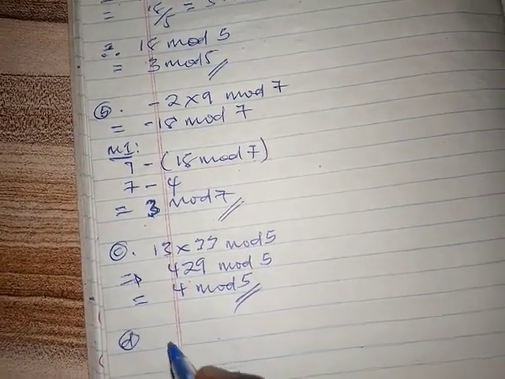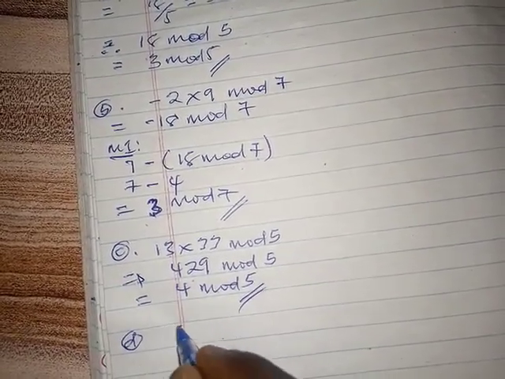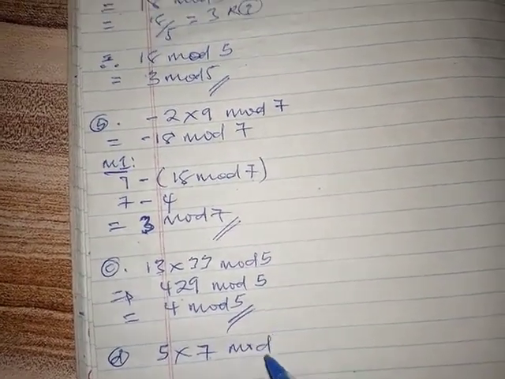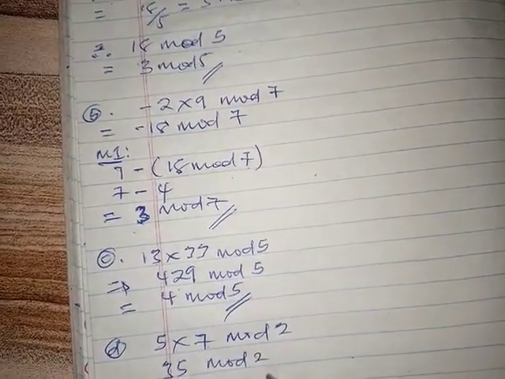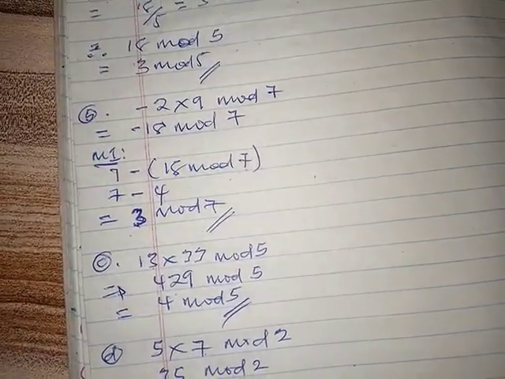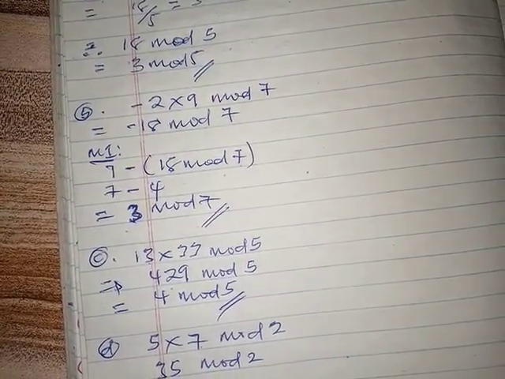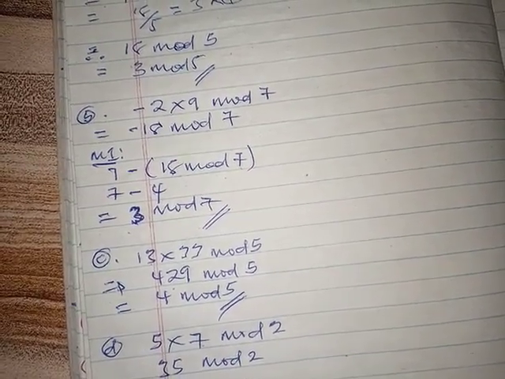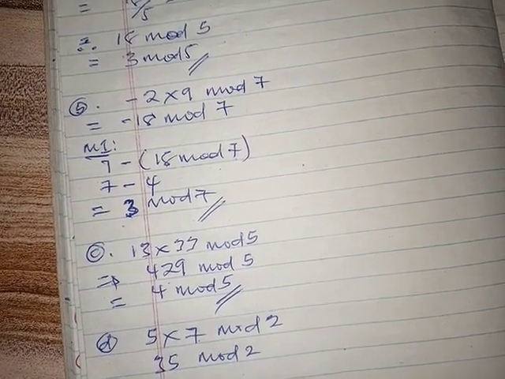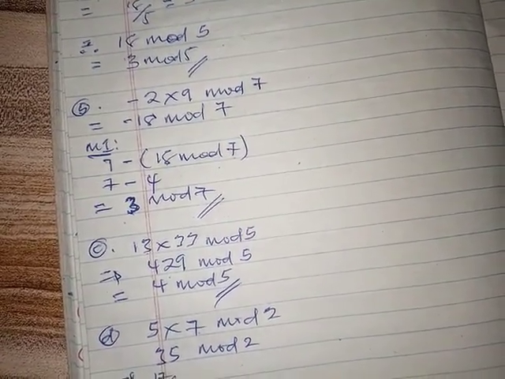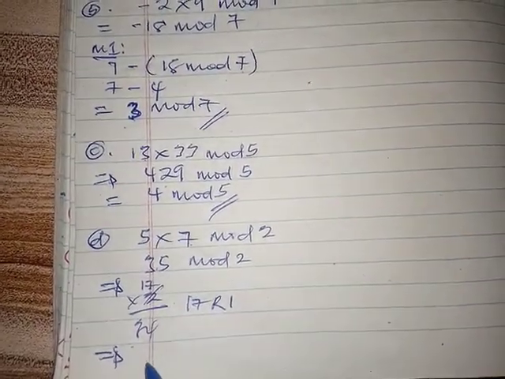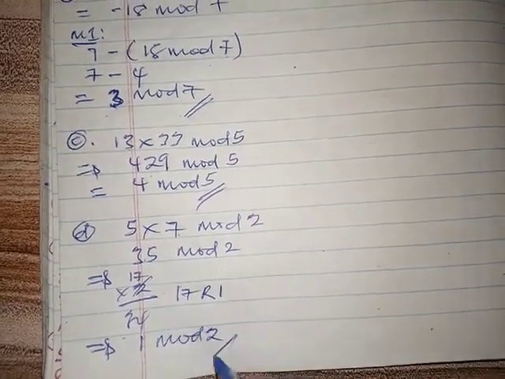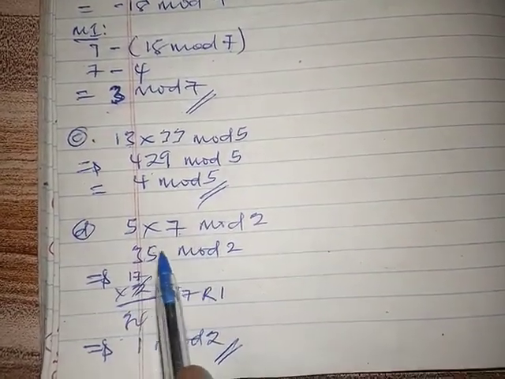Let's look at the next example: 5 times 7 mod 2. 5 times 7 is 35. 35 mod 2. 2 goes into 35 seventeen times. 17 times 2 is 34, so 2 goes into 35, 17 remainder 1. Therefore 35 mod 2 is the same as 1 mod 2. This is the remainder when 35 is divided by 2.